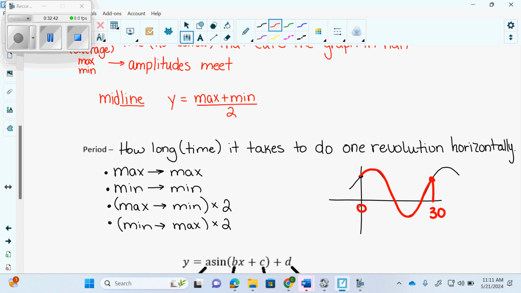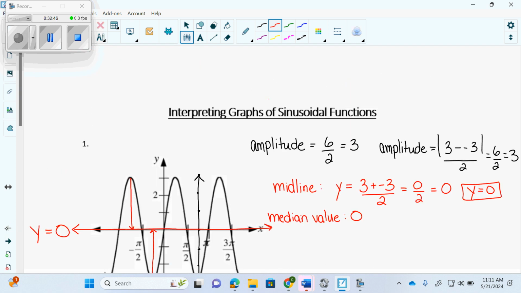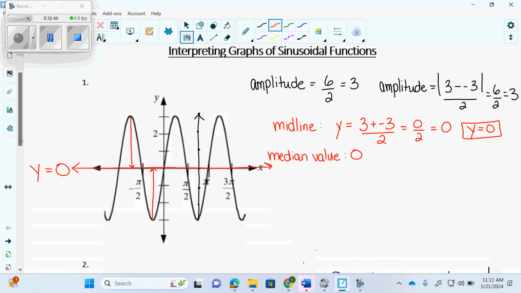This one is by far the hardest for people to understand. We can go from a max to a max or min to min. Those are faster, but sometimes the maxes and mins aren't on nice values. So I will always try personally myself, I will start at the y-axis and then go till I repeat myself. Because if I start at the y-axis, it's just the horizontal distance from 0 to wherever I get to. And that's really easy to figure out what that number is. Okay? So let's count it.